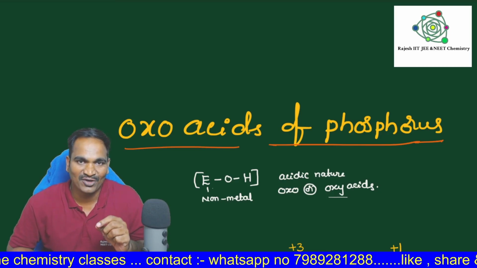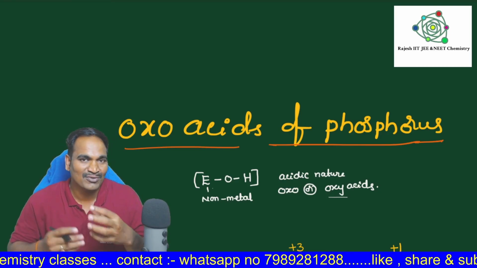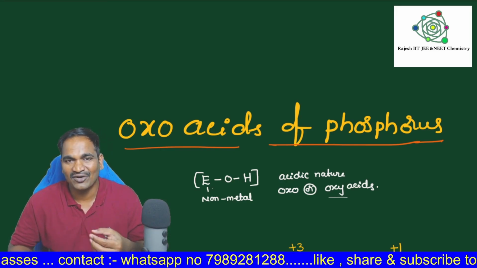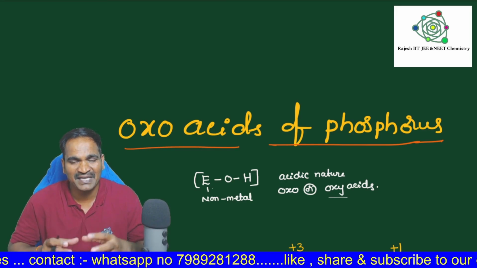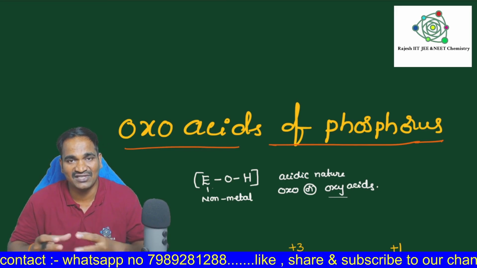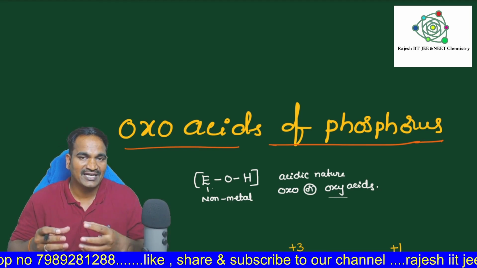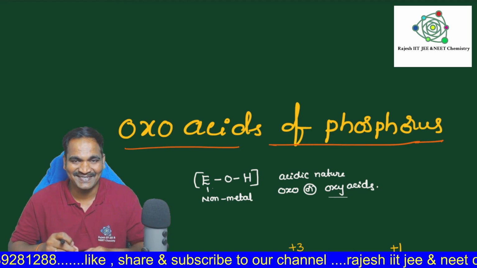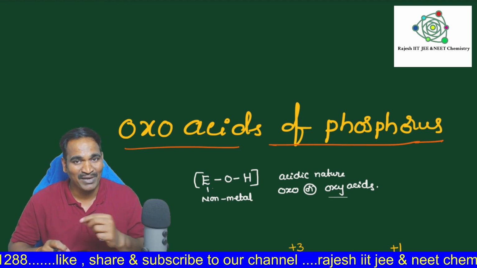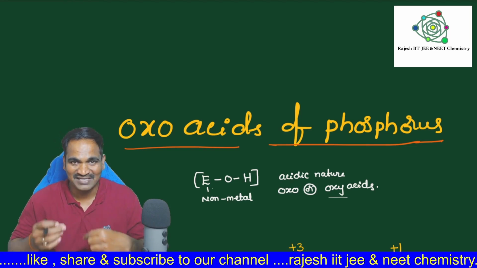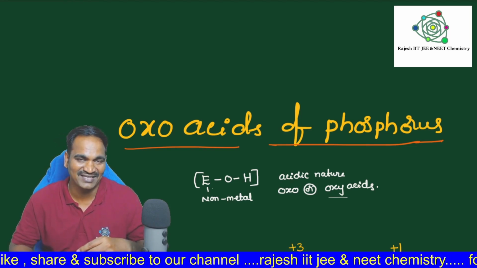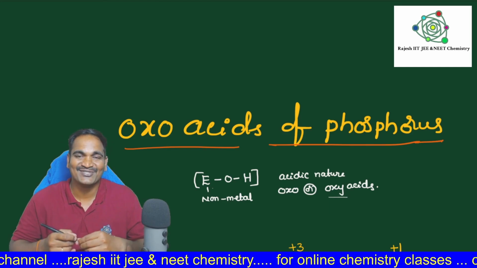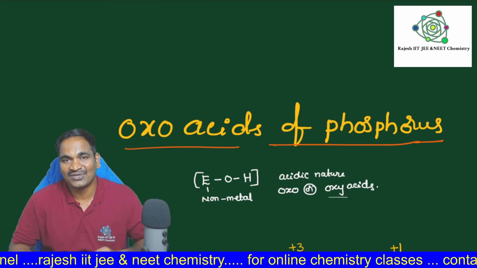Very interesting topic and important topic. Most of the students are getting confused in this topic because it has many formulas and different names. For example, take metaphosphorus acid, metaphosphoric acid. Next, hypophosphorus acid, hypophosphoric acid. Like this type of names are there. So how to remember in a simple way? We will discuss this in today's class. Now get into the topic.